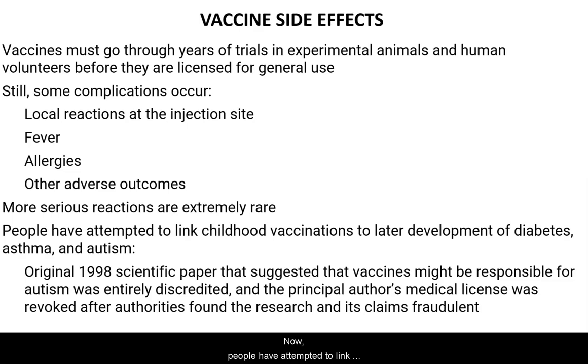Now, people have attempted to link vaccination to development of several diseases, including, of course, autism. And that goes back to 1998, when Andrew Wakefield published a scientific paper linking autism to vaccination. However, the paper was later discredited. He falsified the research, and for this, he actually had his medical license revoked. So there is no current evidence to suggest that vaccination and autism are linked in any way.